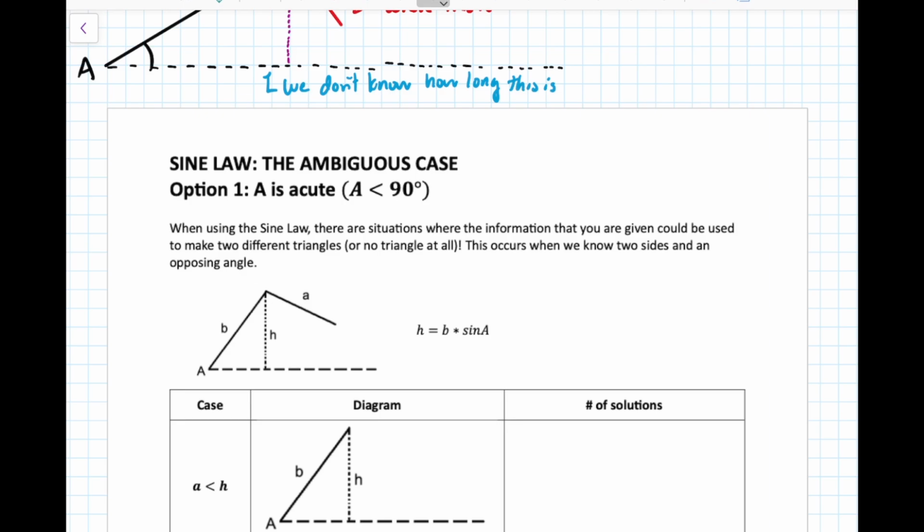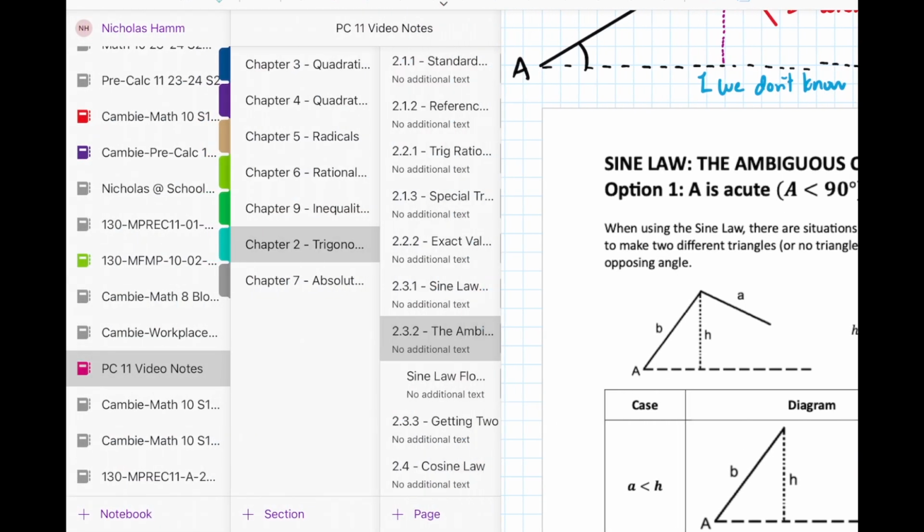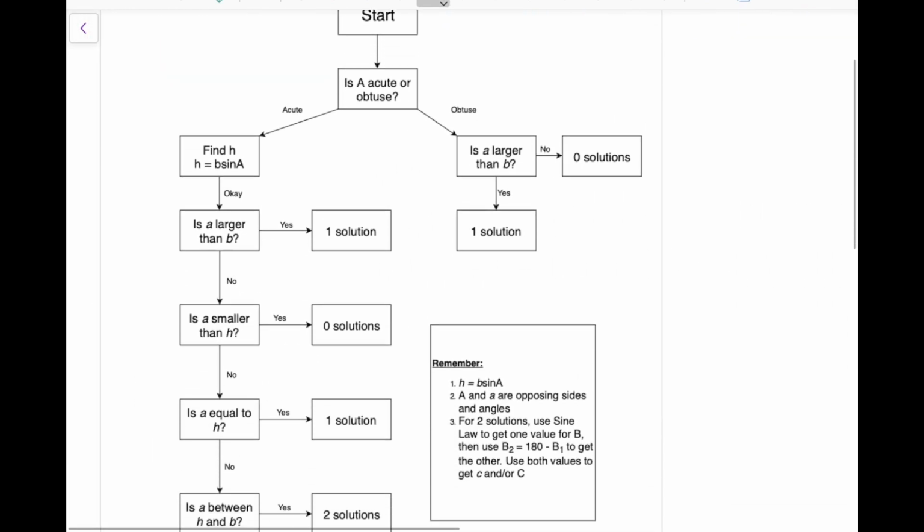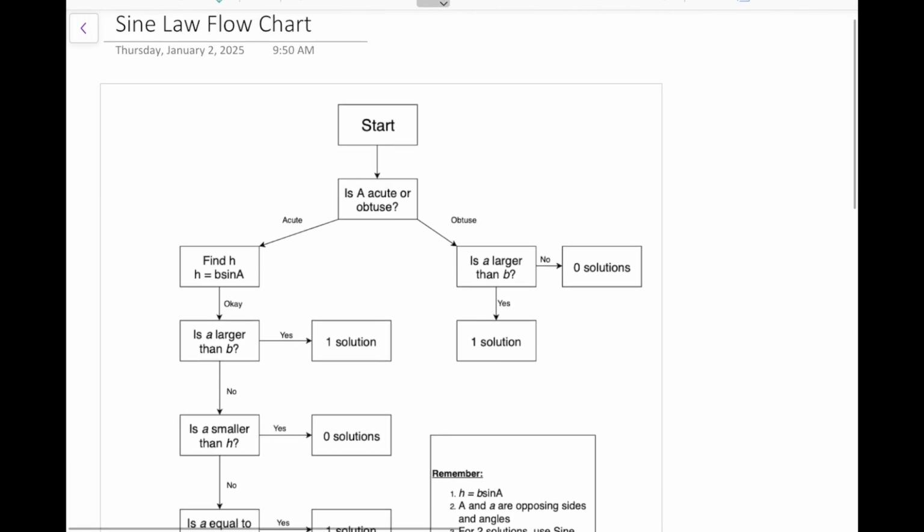So the ambiguous case of the sine law has multiple options, and then each of those options has multiple cases, to the point where you'll see this more later, but I've actually created a flowchart that guides you through the whole process. So you can see there's lots of different places this can go.